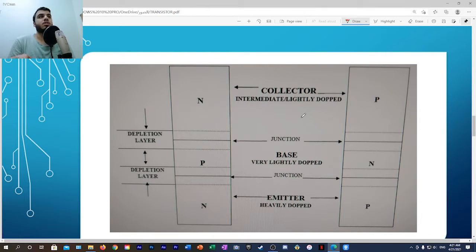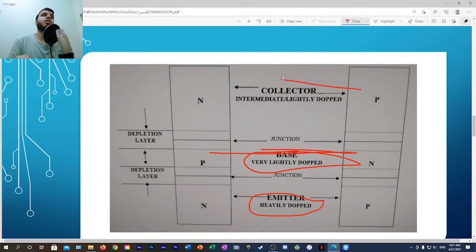It's just what I said in the other slide. See here, as I said, the emitter, in both NPN and PNP, is heavily doped, whereas the base is very lightly doped in both of them. The only difference, as I said, is the collector: intermediate for NPN and lightly doped for PNP.